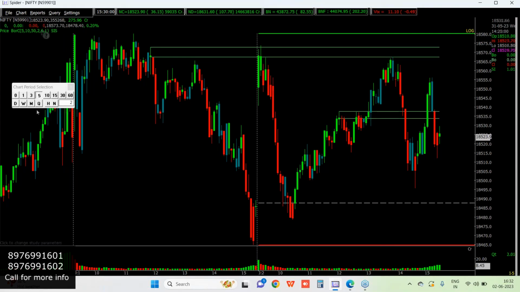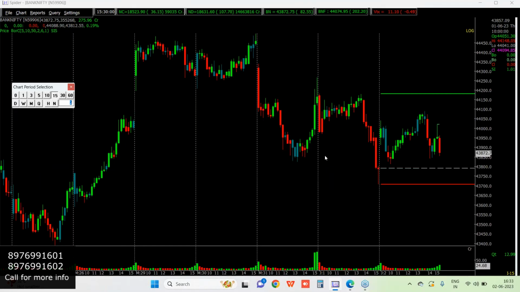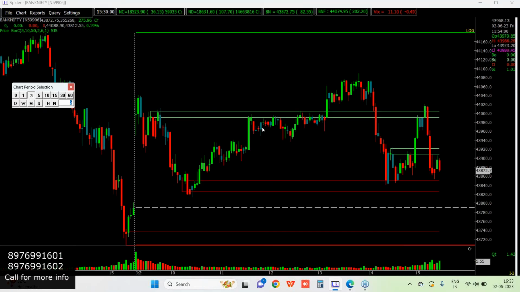You can use any time frame, but if you're going for Bank Nifty and want to be more conservative, then you can go on a 15 minutes as well. That will also help you. But overall, if you are a little aggressive, then you can go on a 5 minutes, or you can go on a 3 minutes time frame.